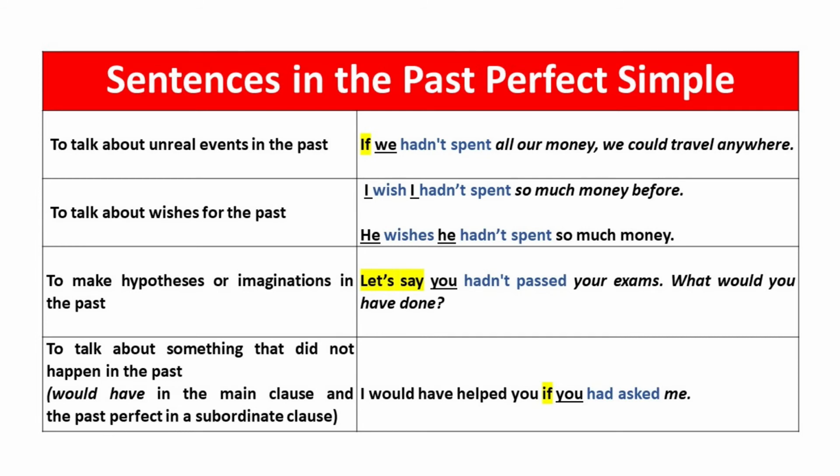To talk about something that did not happen in the past, we use would have in the main clause and the past perfect in a subordinate clause. For example, I would have helped you if you had asked me. This means that I did not help you because you did not ask me to help you.